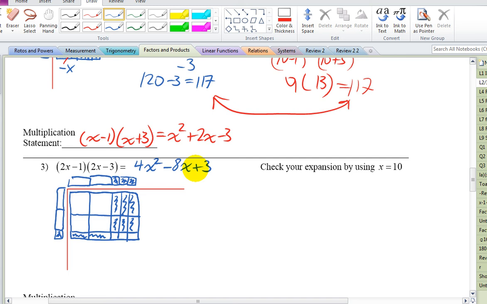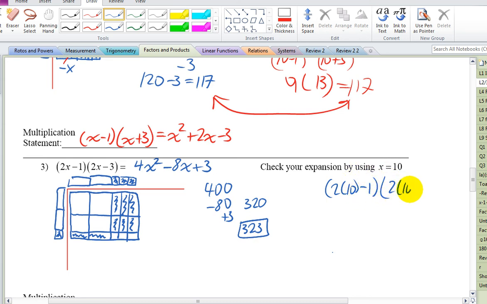Is that what you guys got? Awesome. Okay, now you could do your expansion too, if you wanted. That'd be 400 minus 80 plus 3. So it'd be 320 plus 3 would be 323. Okay. So then I go 2 times 10 minus 1, 2 times 10 minus 3. And you probably do more of this stuff in your head, right? 19. Sorry, 19.